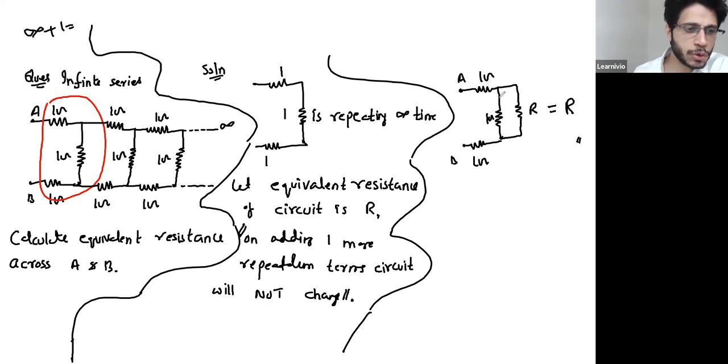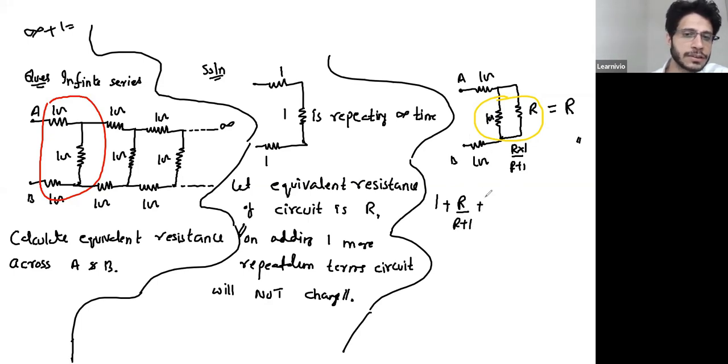Now, if I take the equivalent resistance, how are this 1 and R connected? Series or parallel? Parallel. R and 1 are connected in parallel. The parallel combination will be R into 1 by R plus 1. This parallel combination and this 1, all are connected in series. So you can write that the equivalent resistance is 1 plus R by R plus 1, plus this 1, is equal to R.